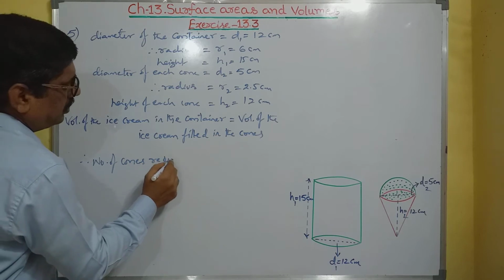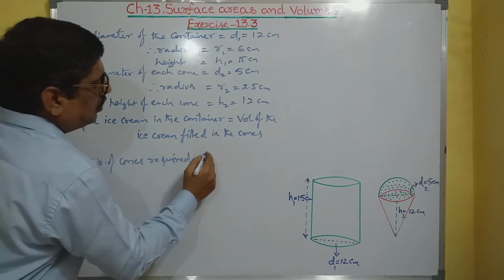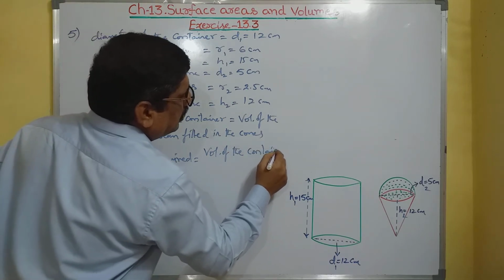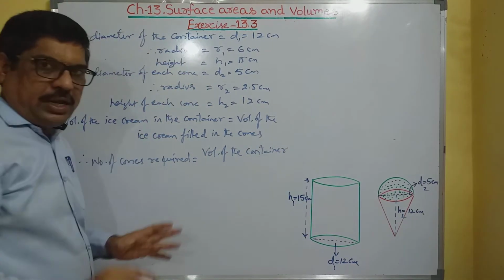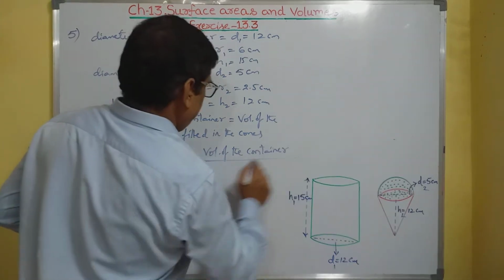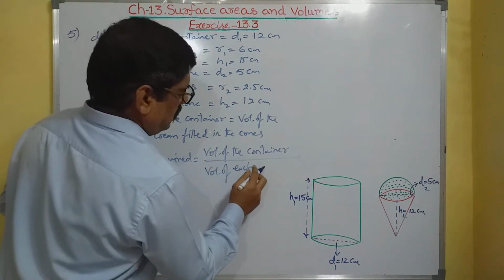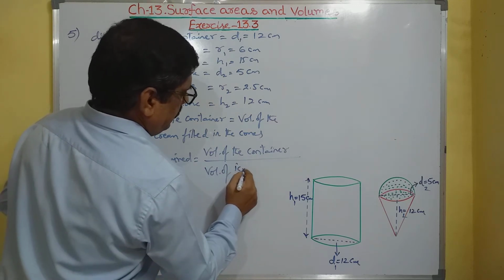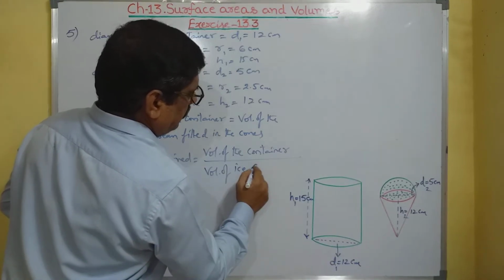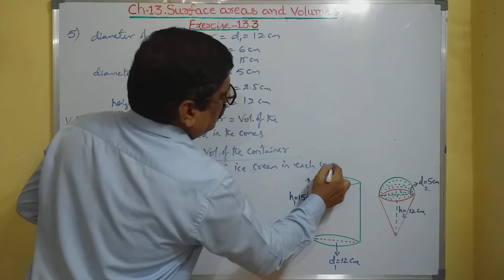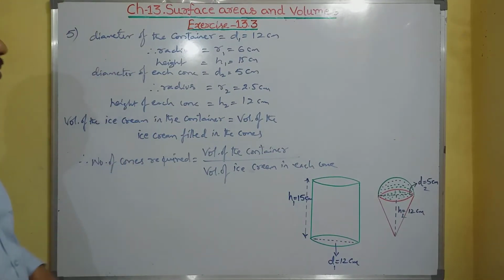So from this we can say, therefore, number of cones required is equal to volume of the container, the volume of the container which is having the ice cream, by volume of ice cream in each cone.